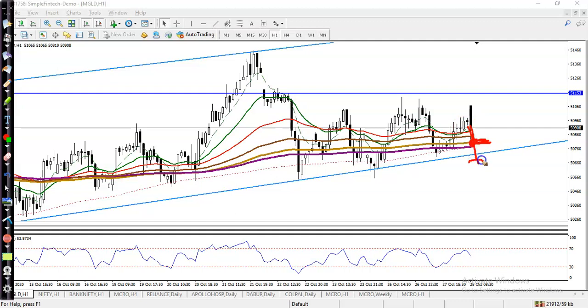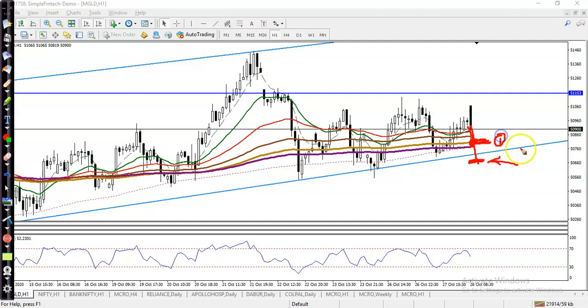Or if price breaks this supporting line, we are looking for short. Remember, this is the first opportunity to buy. This is the second opportunity. We are looking for short after breaking this level. Or if price goes up and breaks this level, we are looking for buy again. This is the third opportunity.